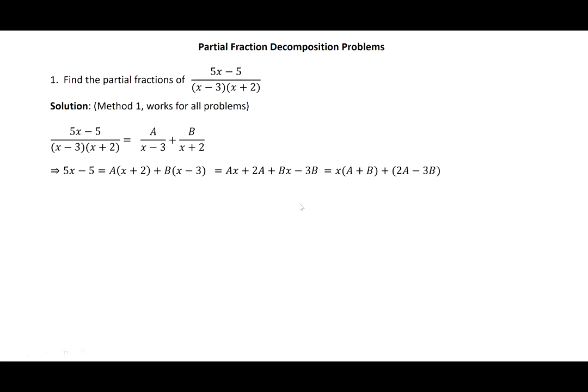And also, is there a constant on the right-hand side? Yep, this 2A minus 3B. And is there a constant on the left-hand side? What is the constant on the left-hand side? I hope you didn't say 5. The constant is actually negative 5. So be careful. So the constant on the left-hand side is negative 5. So equating the like coefficients, we have A plus B equals 5 and 2A minus 3B equals negative 5.